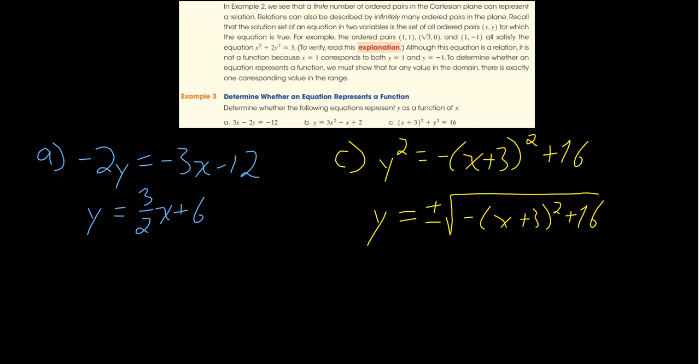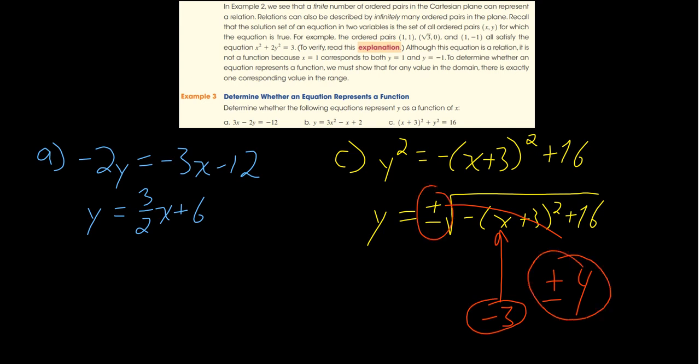If I plug in some x value here, and let's plug in negative 3, negative 3 plus 3 is 0, 0 squared is 0, negative 0 is 0, so that knocks that out. Then we just have the square root of 16. So we would have plus or minus the square root of 16, which we know is plus or minus 4. So if I plugged in one x value, I would get two y values out, because of that plus or minus right there. So algebraically, that's how I can tell if an equation is a function or not.